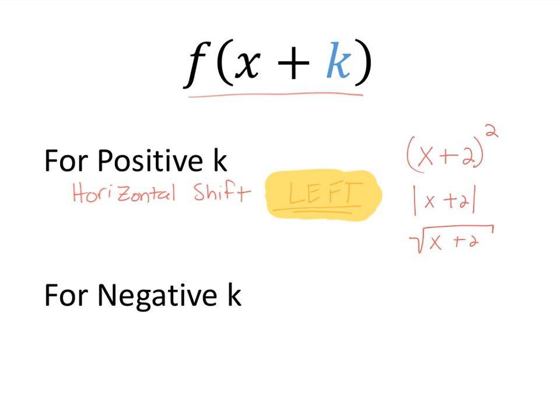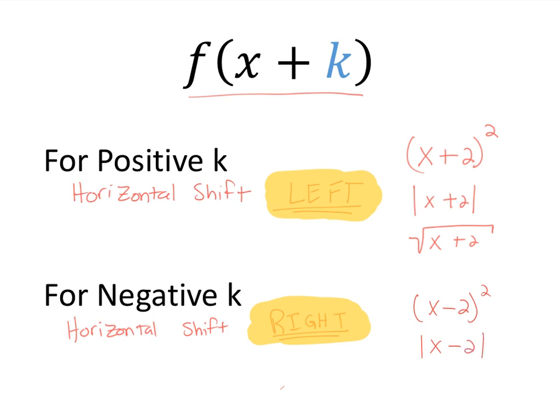For negative k, we could also do this. It's a horizontal shift to the right. So I'll write that down. It's a horizontal shift right. And I will again highlight this just to emphasize the importance that it is a horizontal shift to the right. We would do, let's say, x minus 2 squared, or the absolute value of x minus 2. And again, notice these are all inside of the parent function.